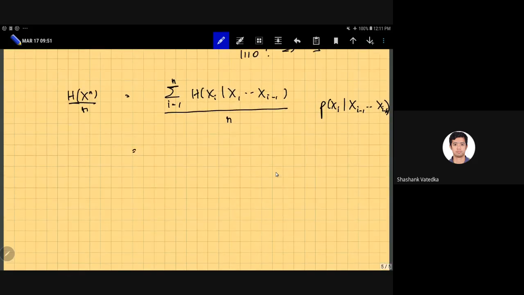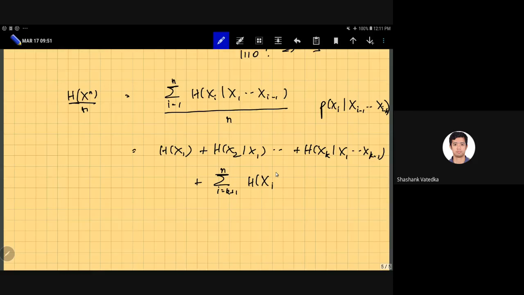Okay, so for a general kth order Markov source, the entropy rate would turn out to be H of X1 plus H of X2 given X1, and so on up to H of Xk given X1 through Xk minus 1, and then all of the other terms depend only on the previous k terms, going from k plus 1 to n of H of Xi given Xi minus 1 through Xi minus k, whole divided by n. Okay?